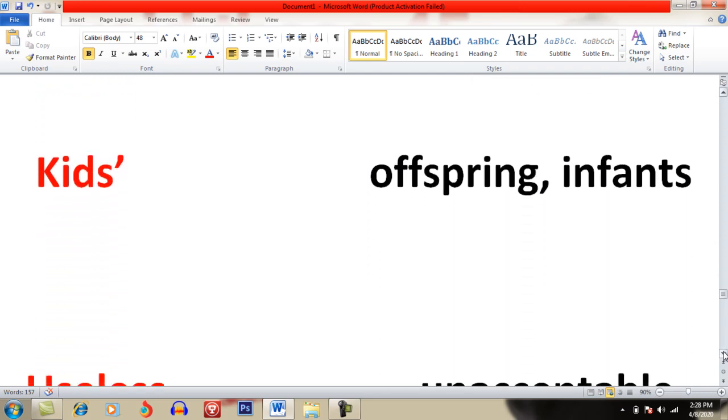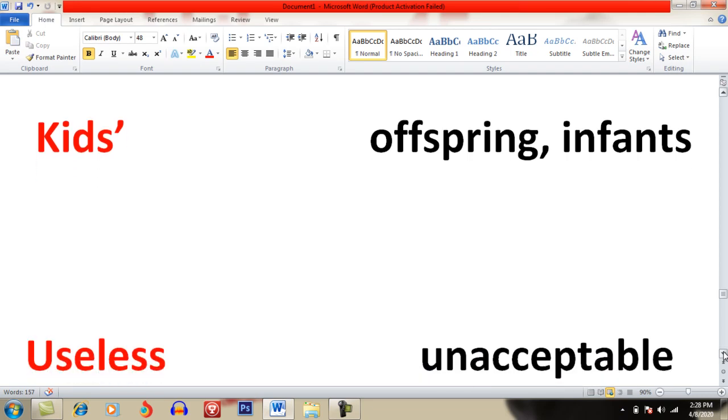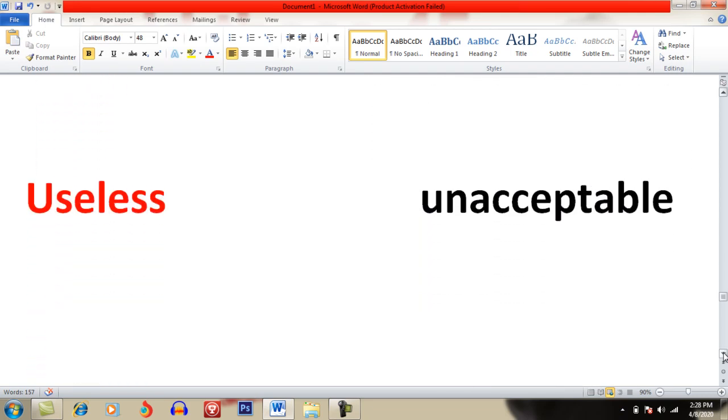"Kids" is informal. Most people use "kids" as a synonym of "children." Do not use the word "kids" because it is informal. If you use "kids," your score in lexical resource will surely decrease. Try to use "offspring" and "infants" instead of "kids." "Useless": instead of "useless," you can use the word "unacceptable."